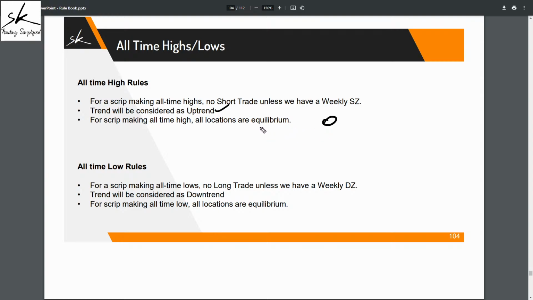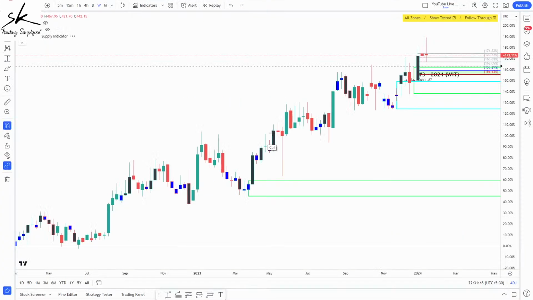And what gets a score of 0? Equilibrium location gets a score of 0. Now, some of you might ask, why are we calling it an equilibrium location when we can already see that we are in a weekly demand area? And this is a beautiful example. Even though you're in a weekly demand area, we are not calling it very low of the curve. We are still calling it equilibrium.